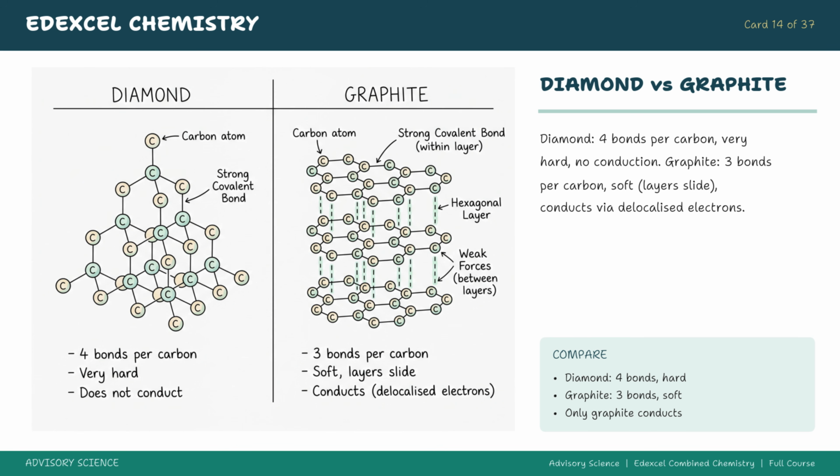A question that is often asked is, compare diamond and graphite. The structure point is the same, 4 bonds in diamond, 3 bonds plus a delocalized electron in graphite. The property point follows next. Diamond is hard and does not conduct. Graphite is soft and does conduct. Carbon allotropes.